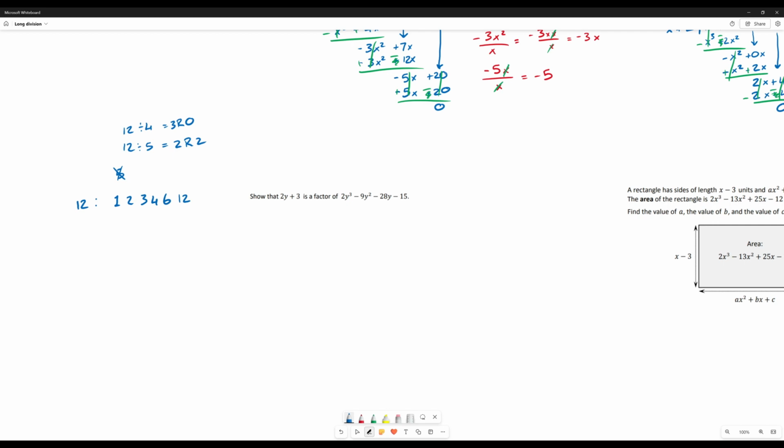So if they say show that this is a factor, it looks horrendous, obviously, because they're not just numbers. There's letters in a big cubic, and I know God hates you. I understand. But it's basically just asking you to show that the remainder would be 0. So basically they're saying do long division and just show that there's a 0 at the end. That's all. So we're going to do it exactly the same like we've normally been doing it.